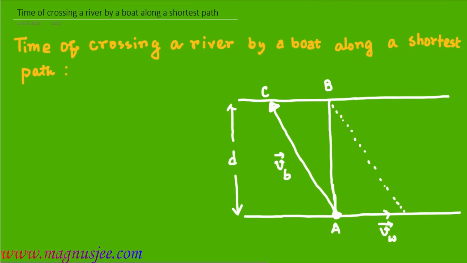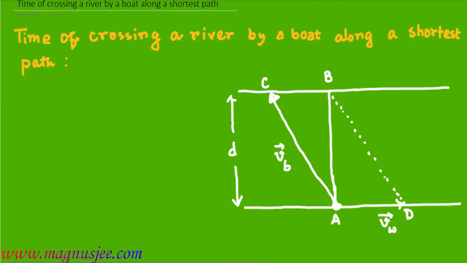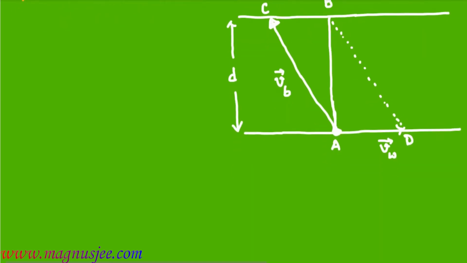VB is the velocity of the boat along AC, and under the combined action of the motion of the boat and the motion of the water of the river, the resultant motion of the boat will be along the shortest path, that is along AB. So water will be flowing along AD, and the boat will try to travel along AC with velocity VB, and the resultant motion will be along the shortest path, that is along AB.